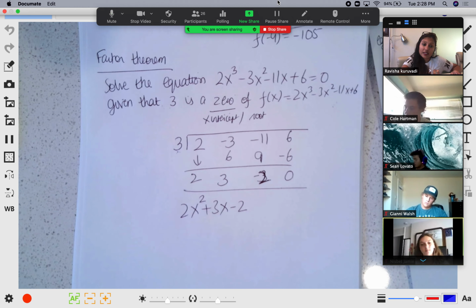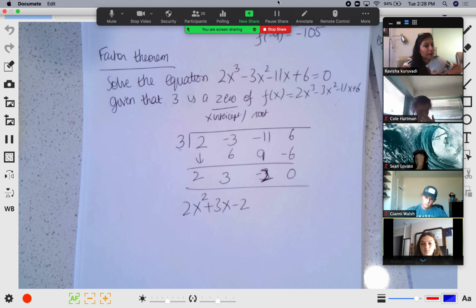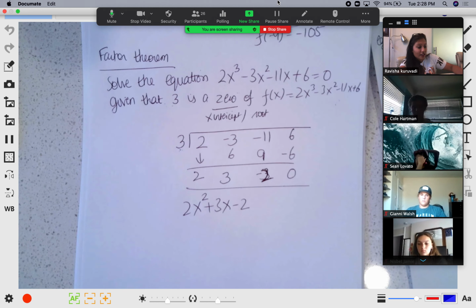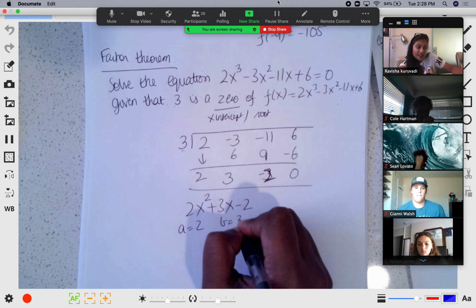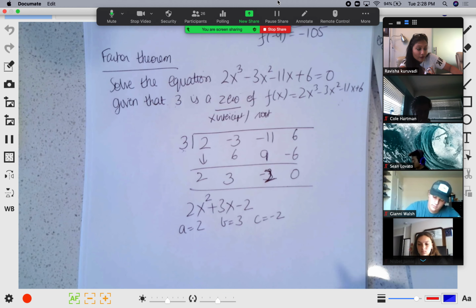Now you have this thing. Do you guys know how to find the zeros of this? The x-intercepts of this? Anyone? Use the quadratic formula. Exactly. You know your quadratic formula. A is 2, B is 3, C is -2. Put in the quadratic formula and find your values.